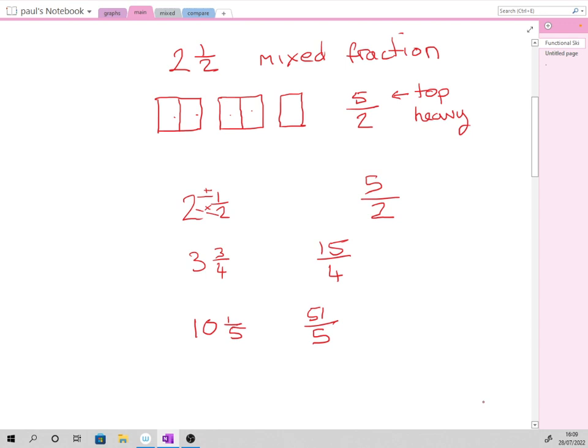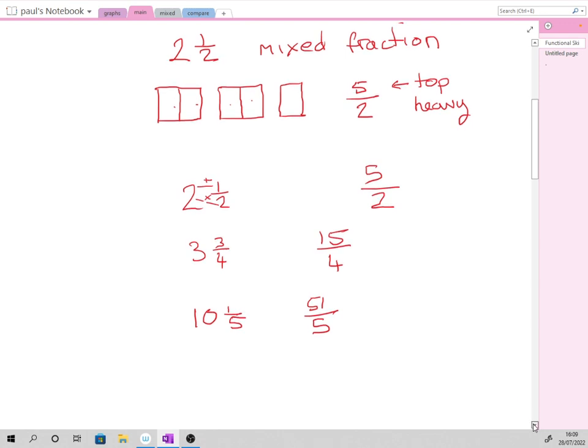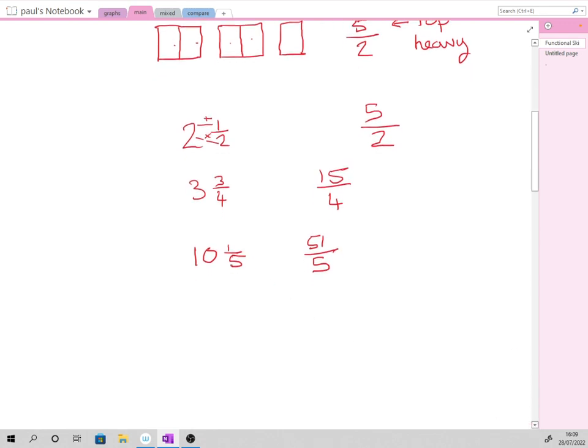Okay, we'll look at some examples of these in a minute. So that's how to go from a mixed to a top heavy. And they will always come out as top heavies because it's a load of whole numbers. Once you get past 1, anything bigger than 1 is going to end up as a top heavy. You can't help it.